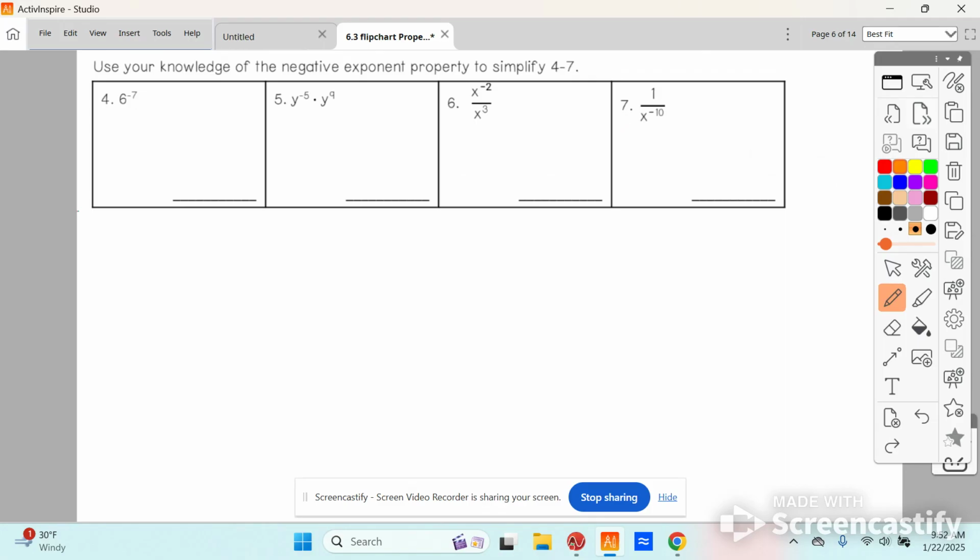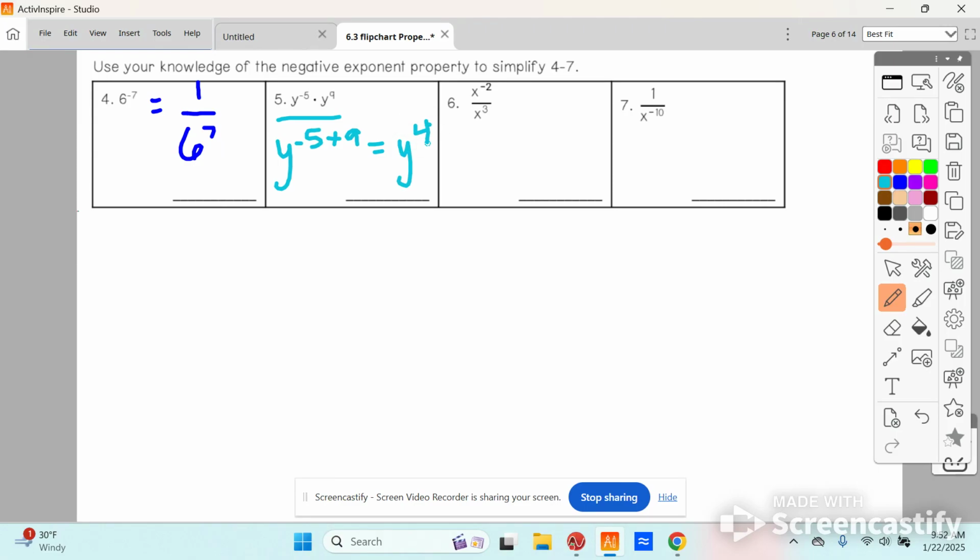We're going to look at this a few different ways. I have 6 to the negative 7 power. I can just rewrite that as a positive 7, but in the denominator. Here, I need to apply the product of powers property. So first, I'm going to add these. So y to the negative 5 plus 9. And that actually eliminates my negative right off the bat. I just have y to the 4th power.